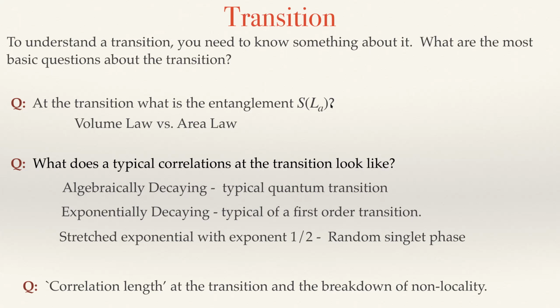The second thing I'll tell you about is this: what does a typical correlation look like at the transition? If you tune yourself to the transition and look at some correlation function, we'll look at the quantum mutual information, but almost certainly all correlation functions are the same. You can ask, is it algebraically decaying? This is what our intuitions suggest for a standard quantum phase transition. You tune to the gapless point, you should see some algebraically decaying correlations. Does it decay exponentially? Is it some stretched exponential? There are lots of options, and there's no solid theory that definitively tells us what's going on.